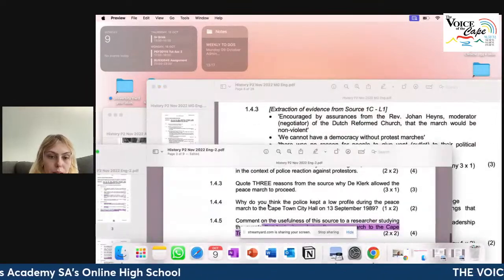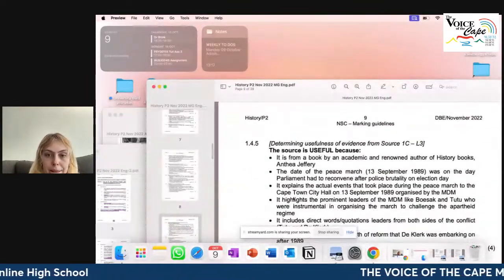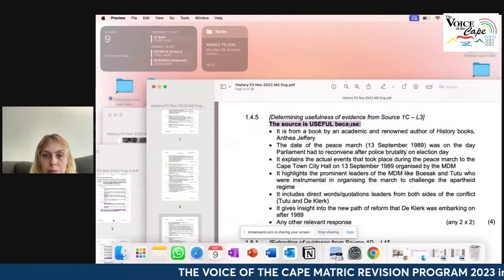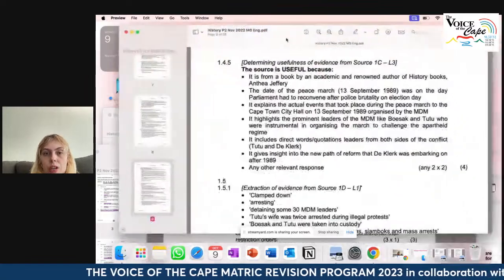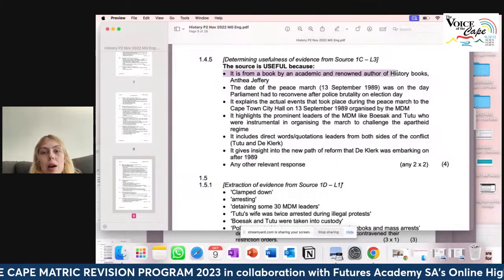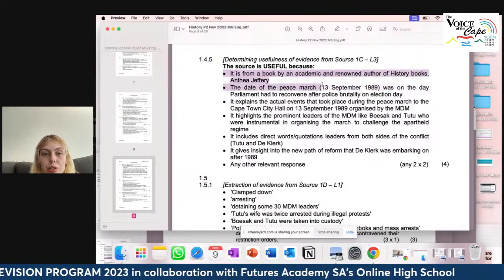So it was 1.4.5. So you have to say whether the source is useful or not. In this case, the source is useful, so if you said it's not useful, it would be incorrect. It's a book by an academic and renowned author of history books.